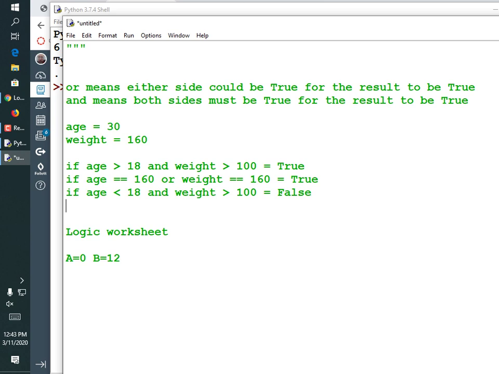How about this one? If age is equal to weight, or age is less than weight. OR means it's true if only one side is true. They don't both have to be true. And so is it true that age is equal to weight? One's 30, one's 60. Nope, so that's false. But since it's OR, it could still work, even if this one is true. And is age less than weight? Yes, so since it's an OR, that's good enough. You only need one condition to be true. Hope that makes sense.